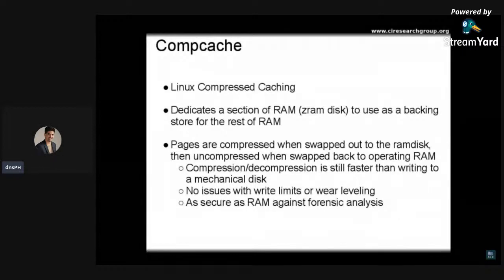Although the compression and decompression steps do result in CPU overhead, the comp cache system is still generally faster than using a disk or SSD as a backing store. Furthermore, comp cache is as secure as RAM against forensic analysis, particularly against recovering sensitive information from a system that has been powered off for a period of time.